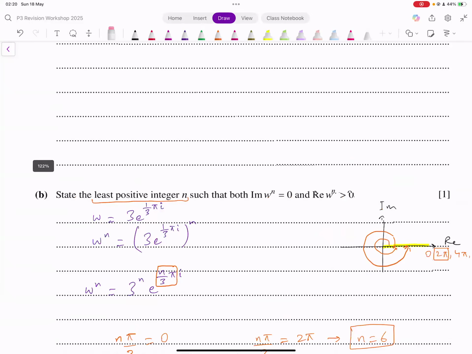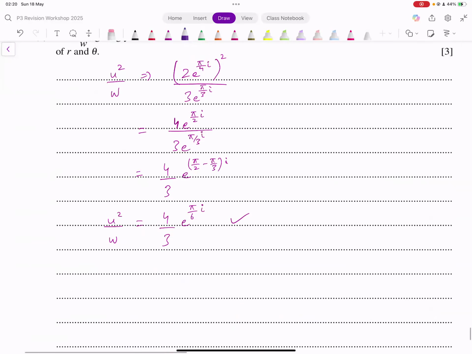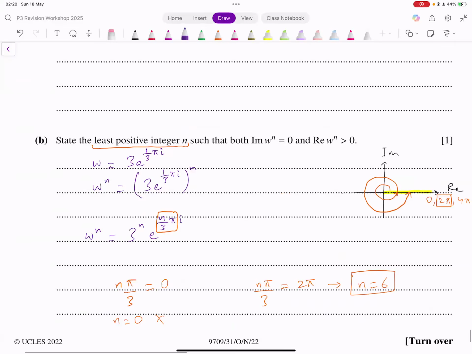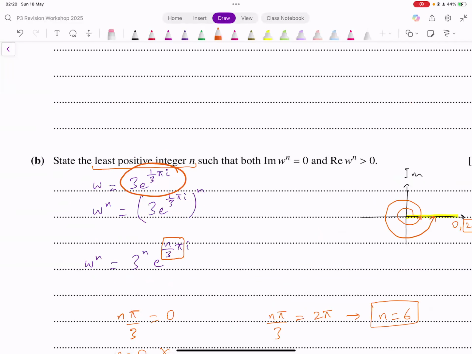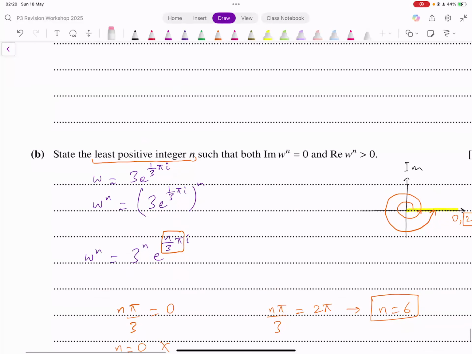What's w? W is given to be 3e raised to power 1 over pi over 3 iota. What about w raised to power n? You can put whole power n on that, and that gives you 3 raised to power n and e raised to power n pi over 3 iota. What's the argument that you get from this? The argument is n pi over 3.